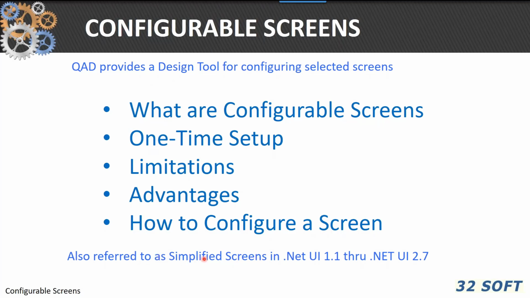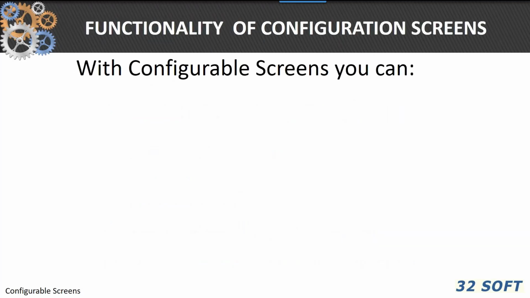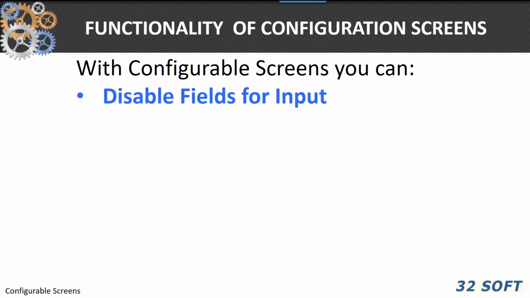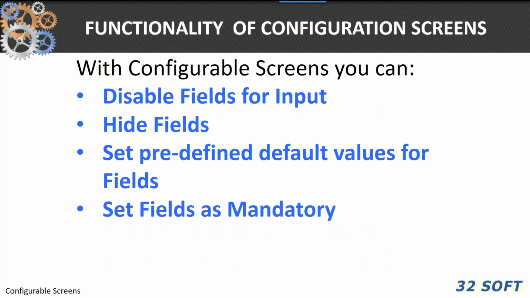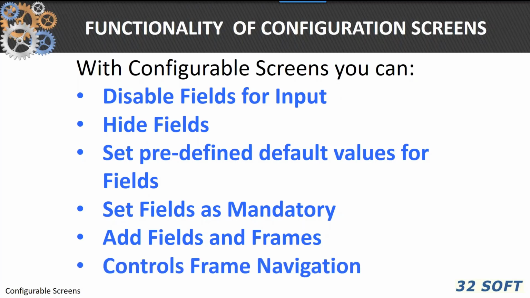The configurable screens, as they are called in EE, were called simplified screens in some of the earlier versions of .NET, but the concepts are basically the same. So the function of configured screens allows you to disable fields for input, hide fields, set predefined defaults, set mandatory fields, add fields and frames, and basically control the navigation of frames in QAD.